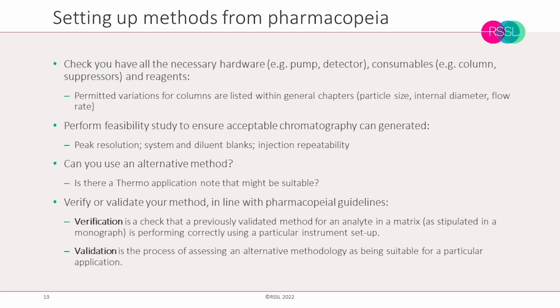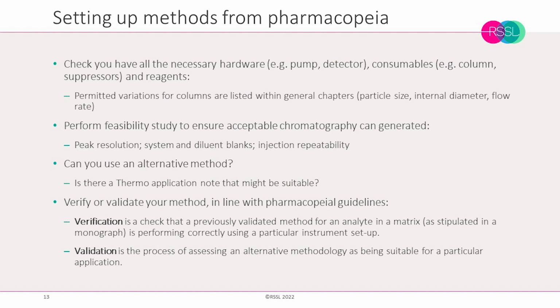Setting up methods from the pharmacopoeia can be challenging because provided method details are often very sparse. In the first instance, it is important to make sure you have all the necessary hardware, consumables, and reagents. Do you have the right mode of detection? Do you have a pump capable of delivering an elution gradient, if it is needed? Do you have or can you buy the required column and/or suppressor?